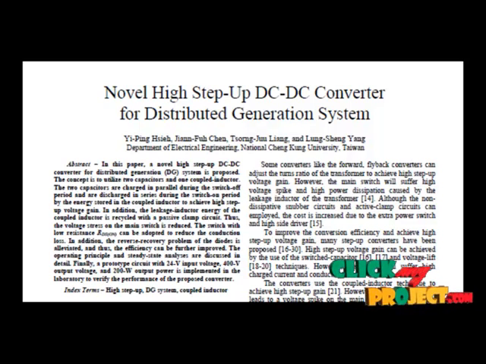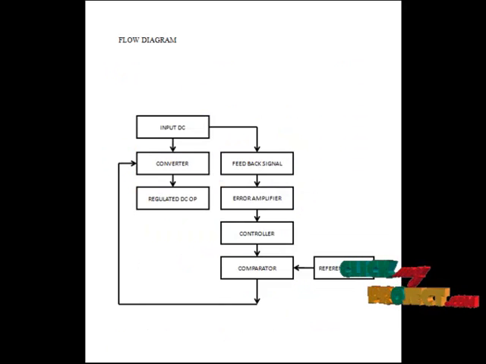Here in this paper we propose a novel high step-up DC to DC converter for distribution systems, which utilizes two capacitors and one coupled inductor to optimize the regulator output voltage and the size of the internal circuitry. Now I am going to discuss the flow diagram of our project.